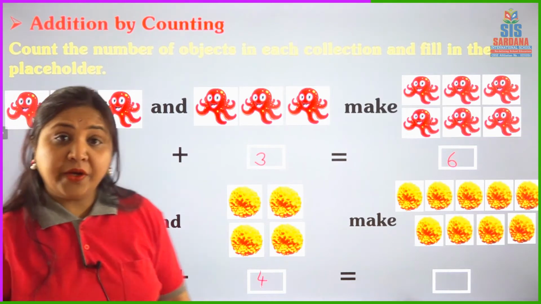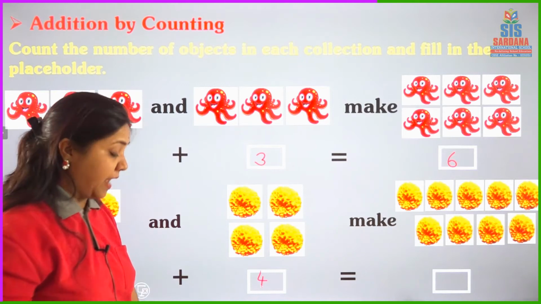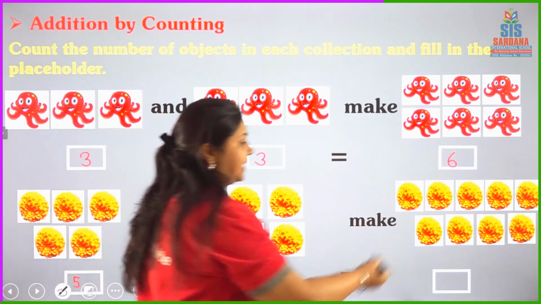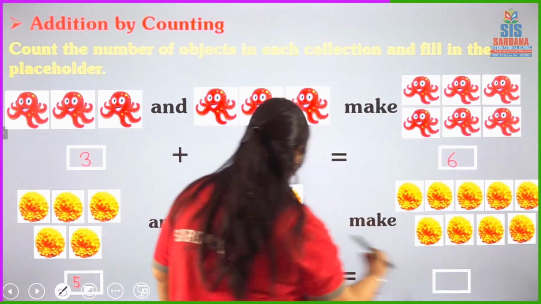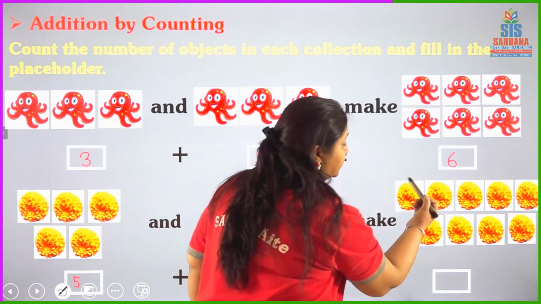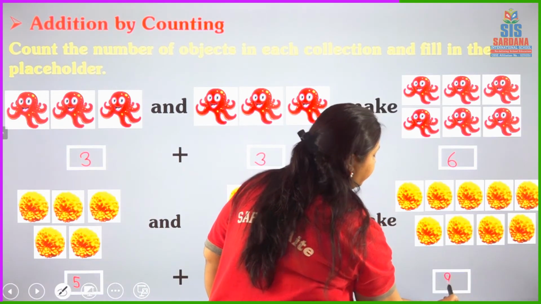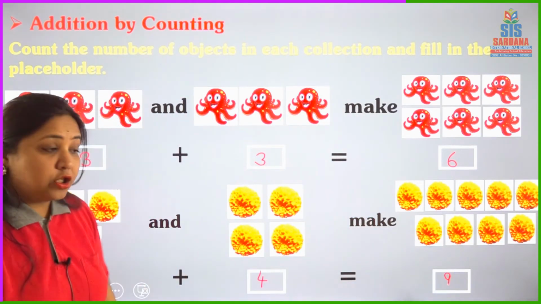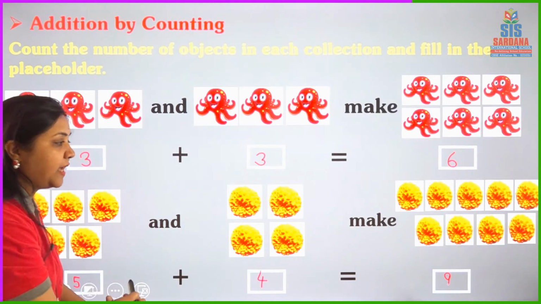So what did I do? I kept all the flowers, means 5 and 4 flowers together to make the garland. So easily I was able. I have kept 5 here, then 4 here from the other collection. So 1, 2, 3, 4, 5, 6, 7, 8, 9. How many flowers are there all together? 9. So I wanted to make garland, so I kept all the flowers together.